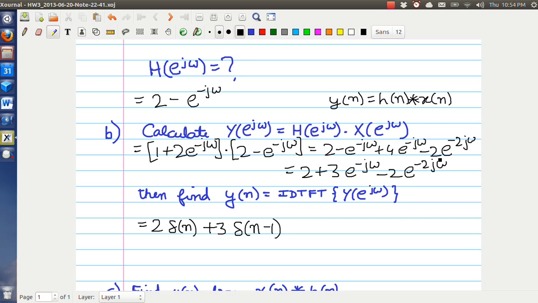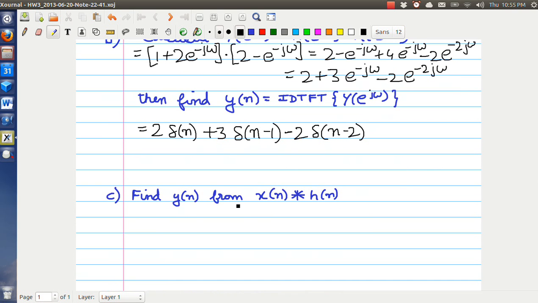The inverse DTFT of this term will be minus 2 times, this is e to the negative j omega 2, so the delta function is also shifted by 2. So we have obtained y of n as the inverse DTFT of Y(e^{j omega}) without actually having to do the convolution.